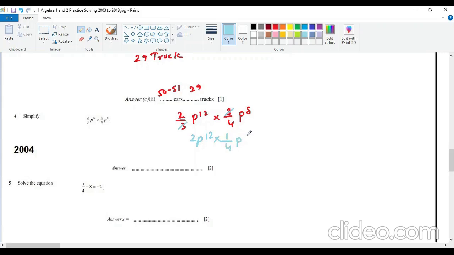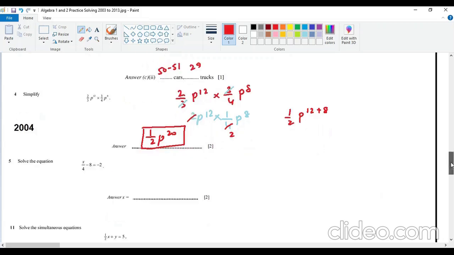You know very well that when numbers are multiplied, powers are added. And when this 2 is cancelled with this, it's going to give you a 2. That means 1 over 2 p power 12 plus p power 8. That means your final answer is going to be 1 over 2 p power 20. This is going to be a final answer and you'll get full marks.